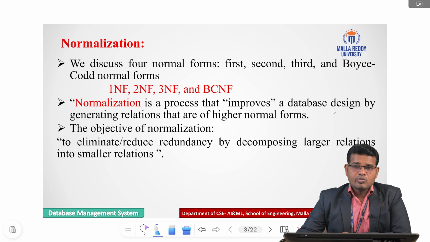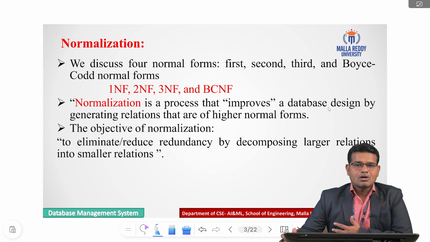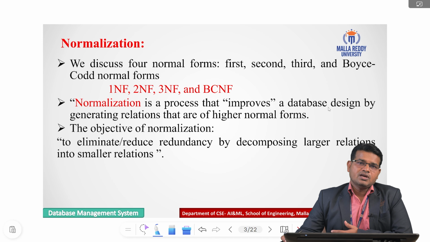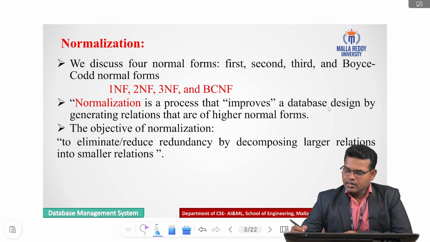Okay, moving to normalization. What is normalization? Normalization is the process of improving database design, which is apt to the underlying applications. The ultimate goal of normalization is to reduce or completely eliminate redundancy. If there is redundancy, there will be problems with accessing and retrieval of data and any operations that need to be performed in the DBMS.